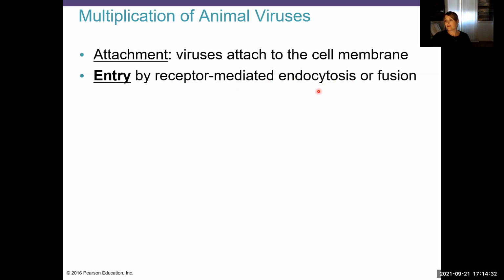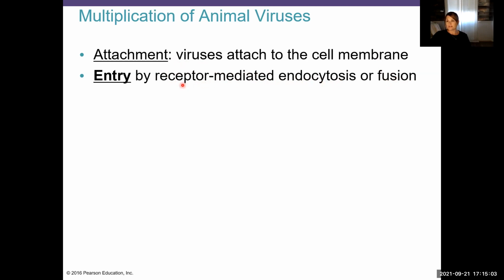So if it's an enveloped virus, the envelope is made out of the same thing that animal cell membranes are made out of. So the virus just has to fuse with that cell membrane. Make sense? Because it's made out of the same phospholipid bilayer. So it literally will just fuse with that like material and become part of the cell membrane. Okay, so that's fusion.